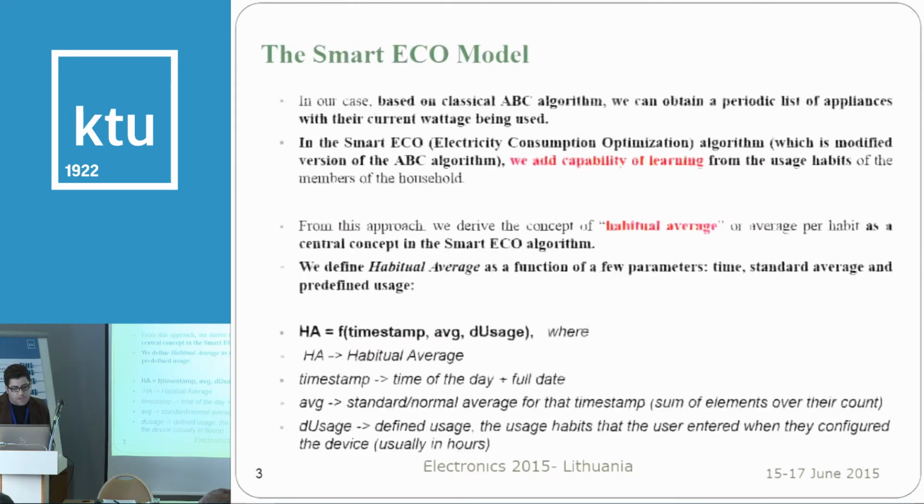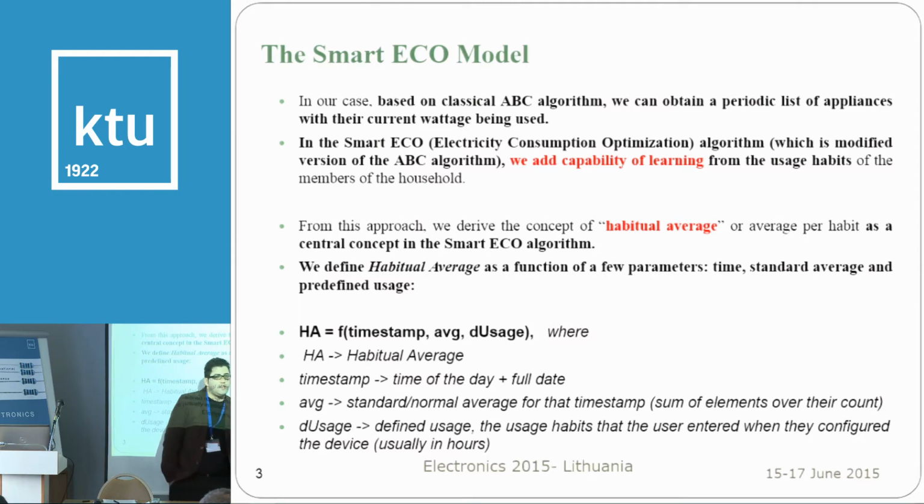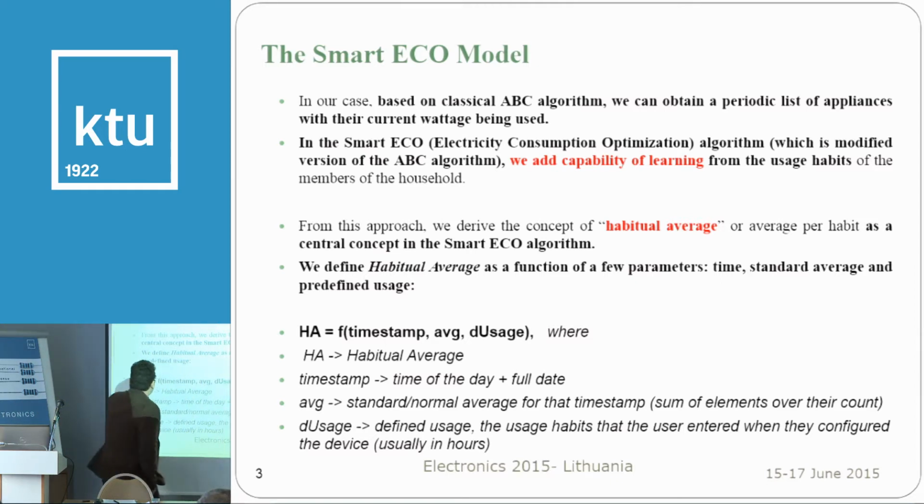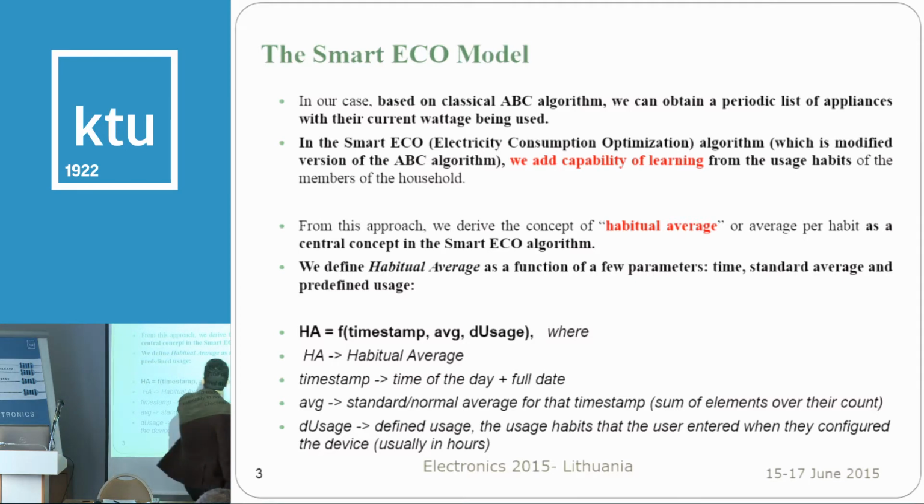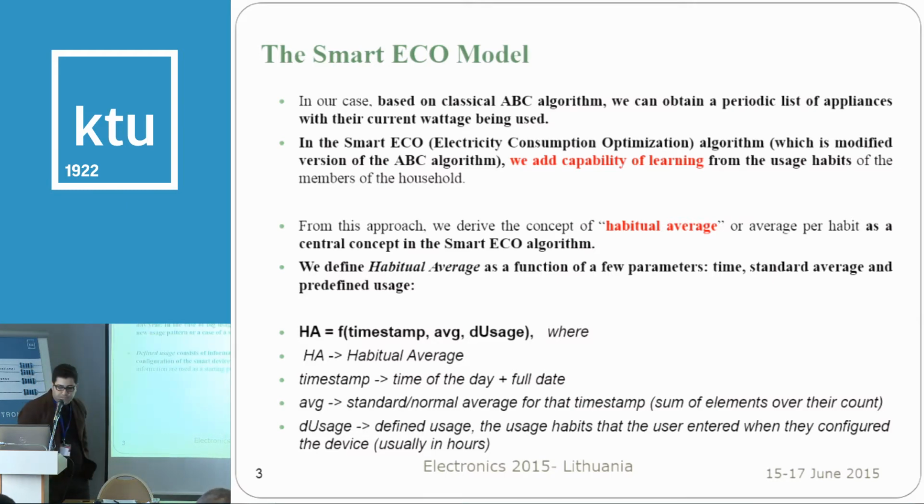So this is the algorithm, and based on that ABC algorithm, the artificial bee colony algorithm, we try to obtain a periodic list of appliances with the current voltage. Now we try to modify the ABC algorithm, and we add some external parameters like weather or user behavior patterns. And now we have a new concept, habitual average, which depends on three parameters: time stamp, standard average, and predefined usage.